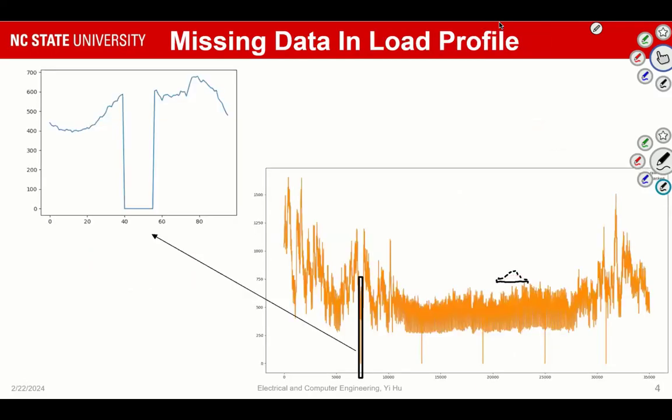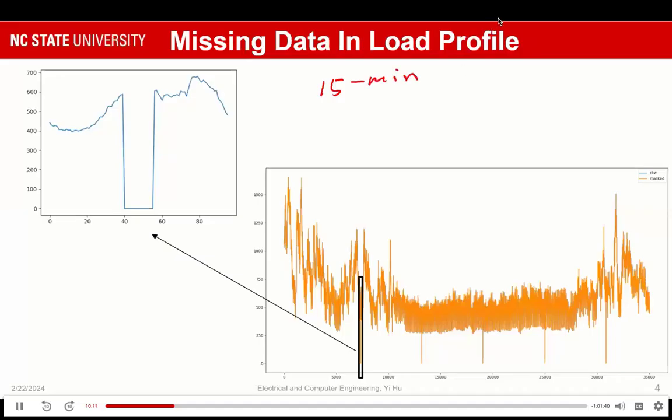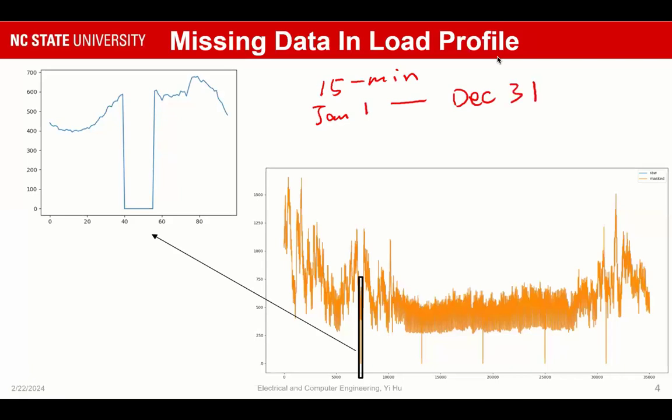So next, we are going to show you an example of missing data in reality. This is the yellow or orange curve. It's a real data profile for 1 year. This is 15-minute data, for 1 year, from January 1st to December 31. And there are 5 days missing. This is the first one, second one. There are 5 days of missing data.